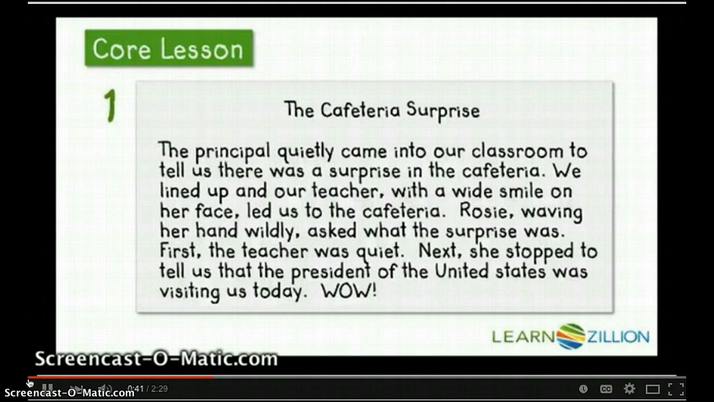The principal quietly came into our classroom to tell us there was a surprise in the cafeteria. We lined up and our teacher, with a wide smile on her face, led us to the cafeteria. Rosie, waving her hand wildly, asked what the surprise was.